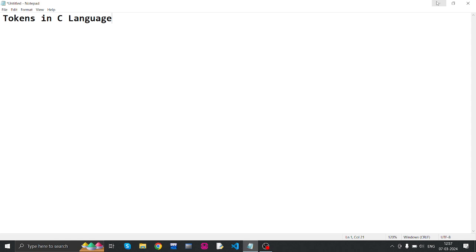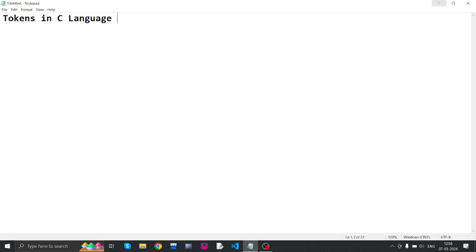C language supports a character set called ASCII character set, where they have provided 256 characters. In this character set, each character is assigned a value called ASCII value, and every character is represented as 8 bits, or 1 byte, we call it.